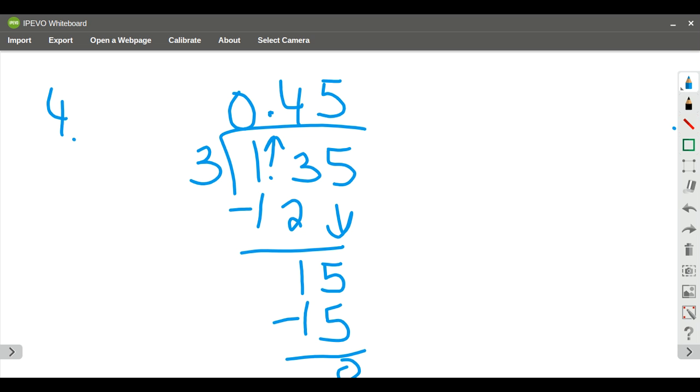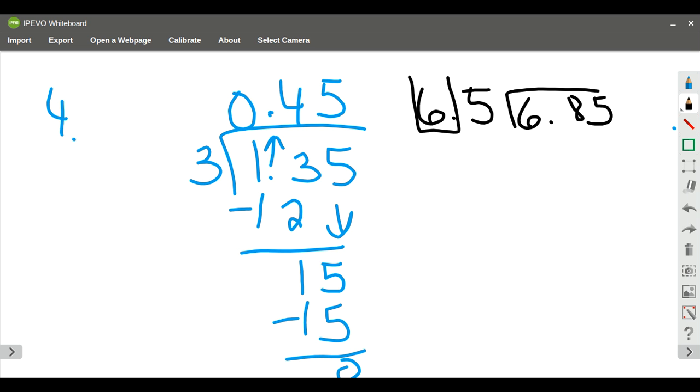Okay, let's take a look at problem number 6. So when we look at problem number 6, I have 5 divided into 6.85. Very first thing I do, let me put a box around that so we know that that's the problem we're working on. So I bring my decimal up. So decimal is placed. I don't have to worry about it anymore. And then I look at, does 5 go into 6? Yes, it can go in there 1 time. 5 times 1 is 5. I subtract. I have 1. I bring down the 8.